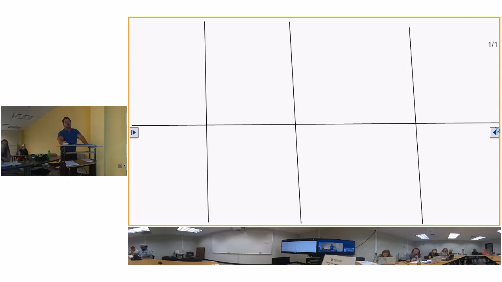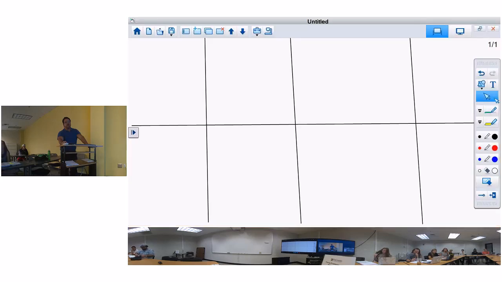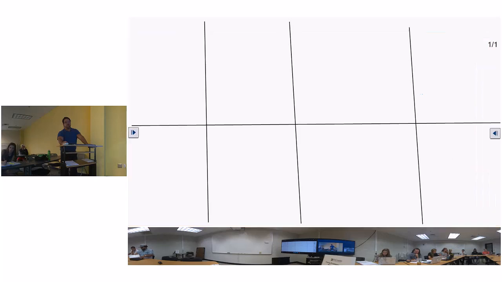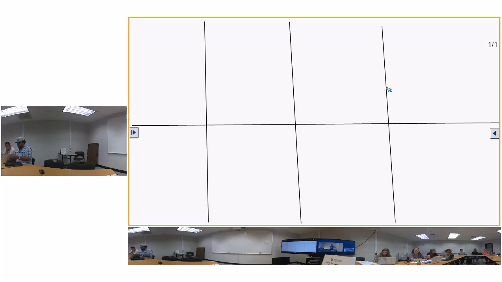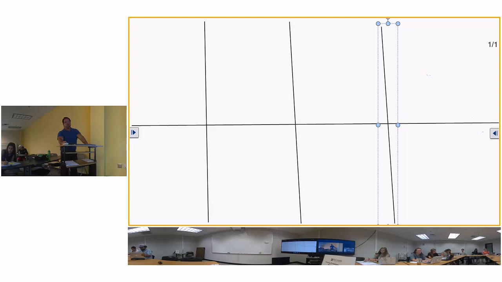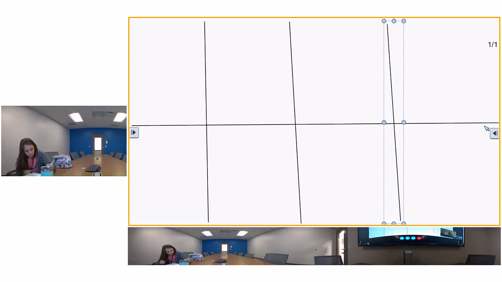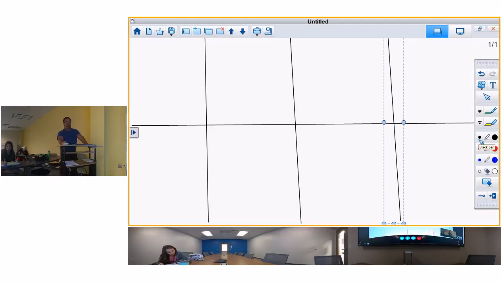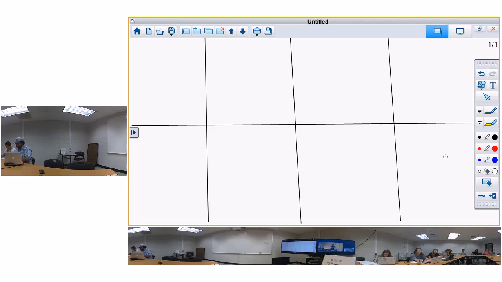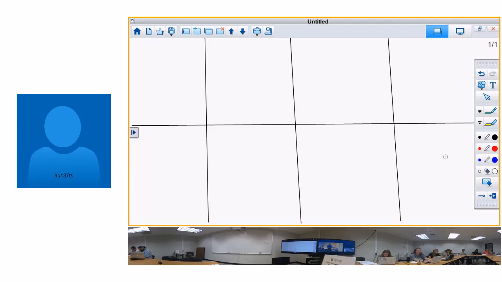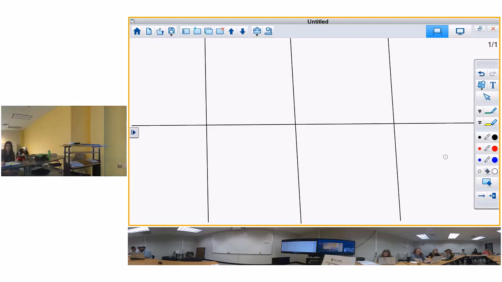I want you to draw 8 sections, like so. I want you to draw a graph in each section. I'll show you in just a second. This is called your parent graphs, or graph family of graphs, whatever you want to call it.